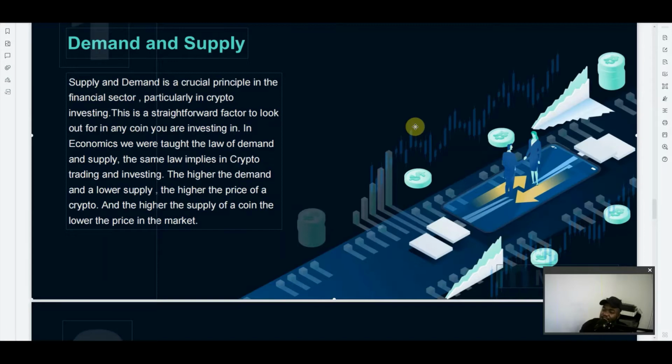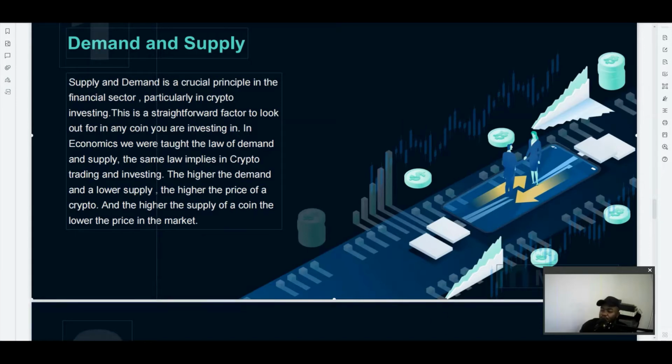The higher the demand and the lower the supply, the higher the price of that crypto. The higher the supply of a crypto, the lower the price of that crypto. It is very simple and very understandable, and that's why we need to pay attention to all this.